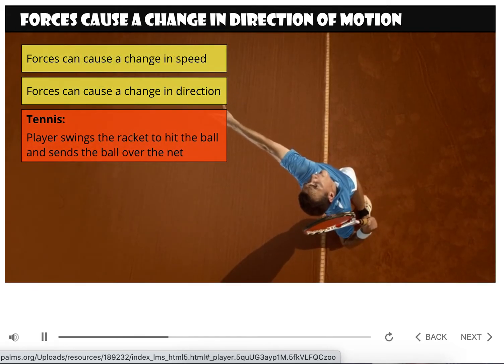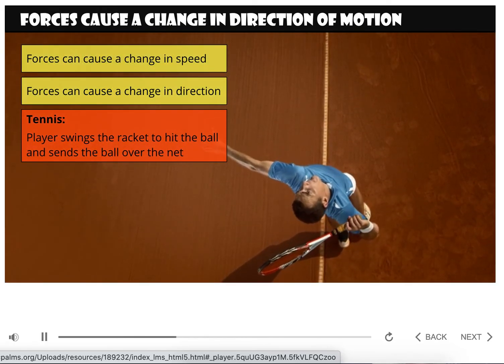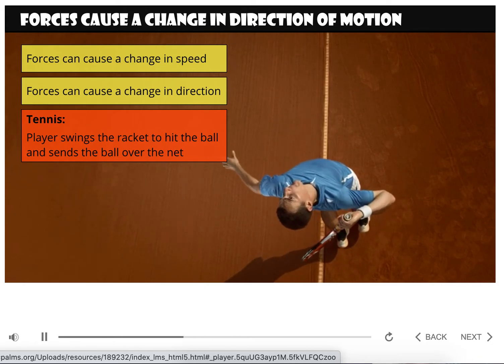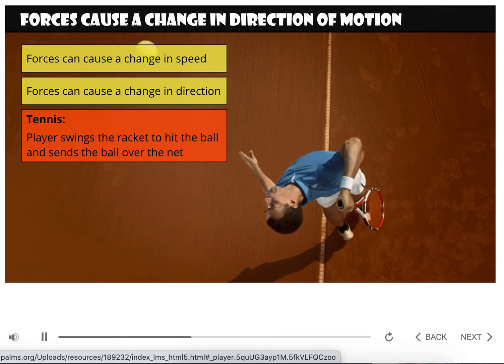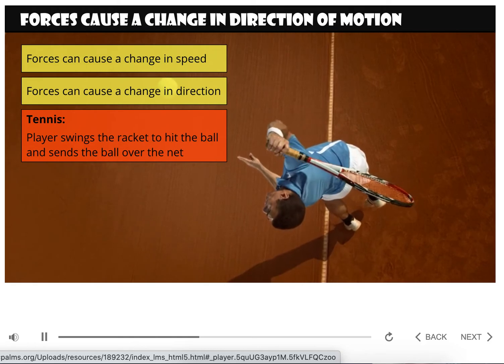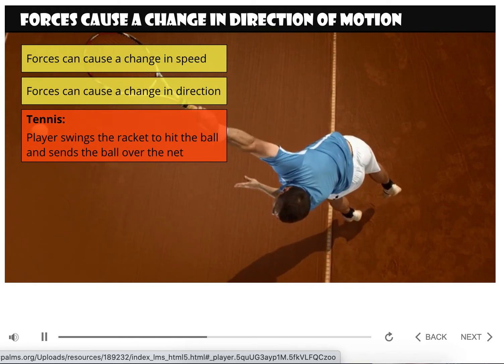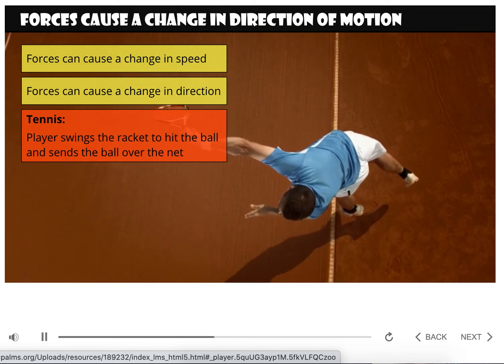In tennis, the ball sails over the net. The player swings the racket to hit the ball and causes it to change direction, sailing back across the net again. The unbalanced forces cause the change in direction.